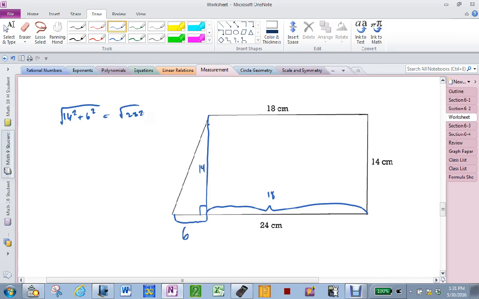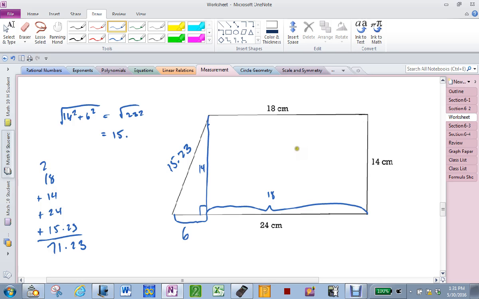15 point something. 15.23. Now, do you know the perimeter? Yeah. What is it? 18 plus 14 plus 24 plus 15.23. And then I add it up to get my perimeter. So it's 0.23, and then 8 is 16, and 1 is 21. 2, 4, 6, 7. 71.